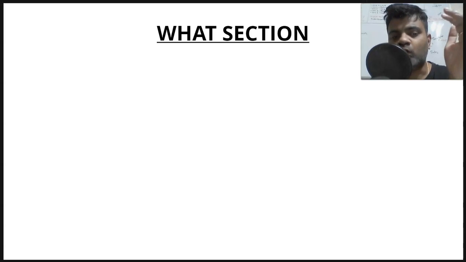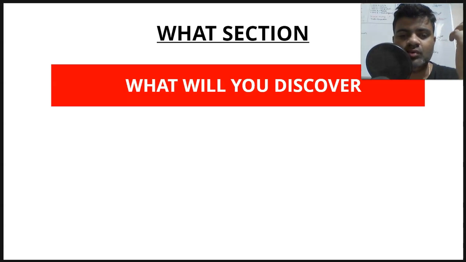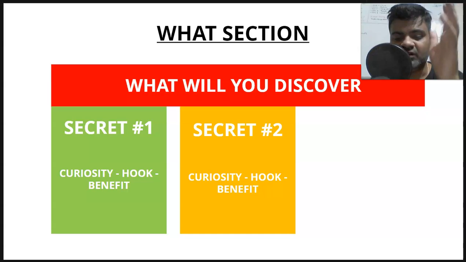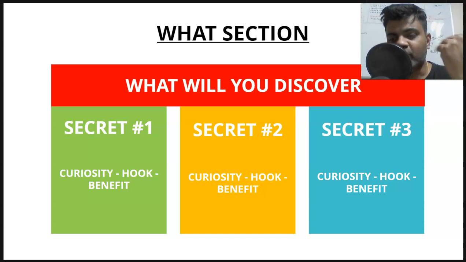The next section is the what section. The what section talks about what your audience will discover. It's secret 1, secret 2, secret 3. And when you're talking about secret 1, secret 2, secret 3, there should be a curiosity hook with a benefit. So there should be curiosity in what the secret is. I need to join the webinar to learn this secret. That is the curiosity that you should put in the ad or the landing page copy.